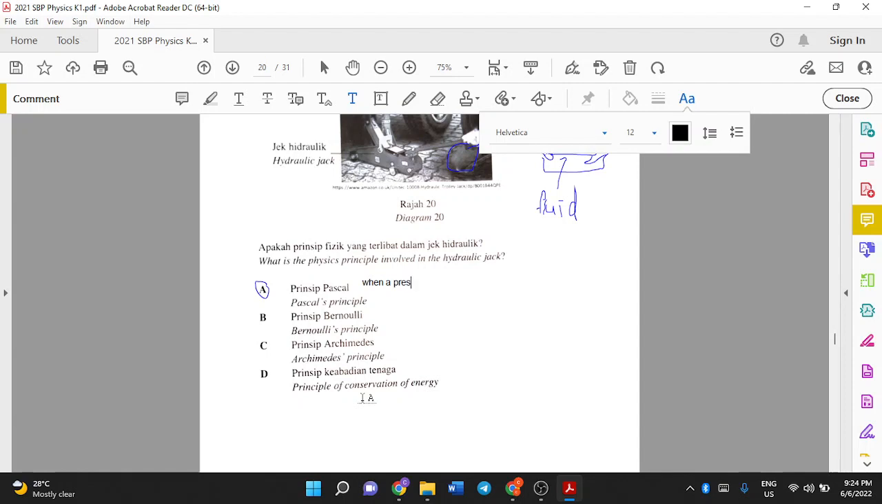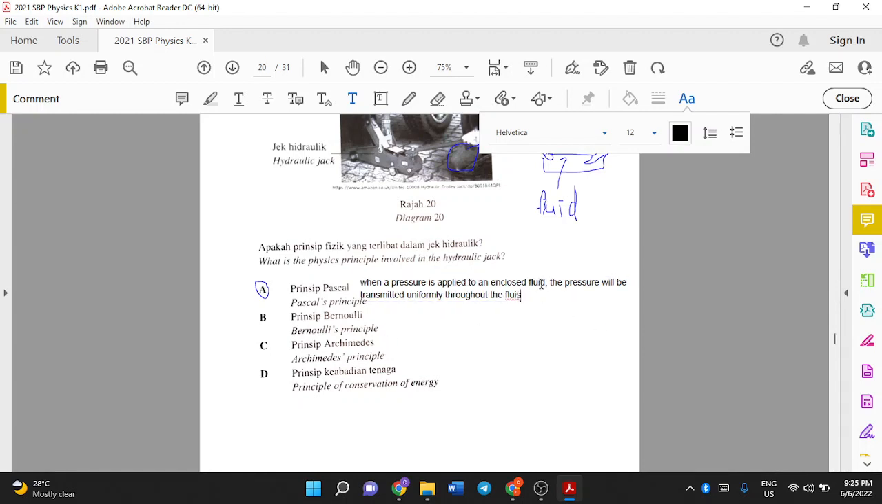What Pascal's principle states is that when a pressure is applied to an enclosed fluid, the pressure will be transmitted uniformly throughout the fluid. Always remember to write the word enclosed. The keywords here are enclosed fluid and transmitted uniformly. If you just write transmitted, marks will not be given. So remember to write enclosed fluid: when the pressure is applied to an enclosed fluid, the pressure will be transmitted uniformly throughout the fluid.